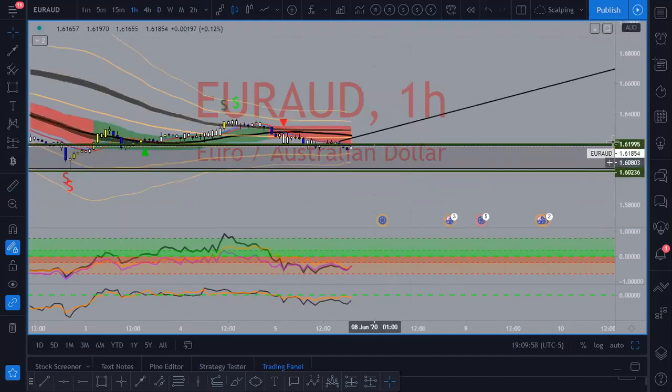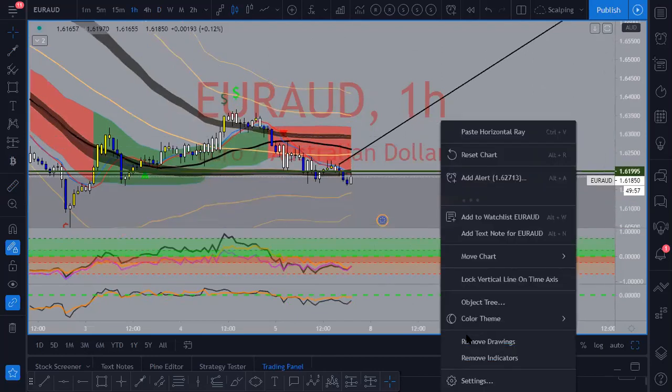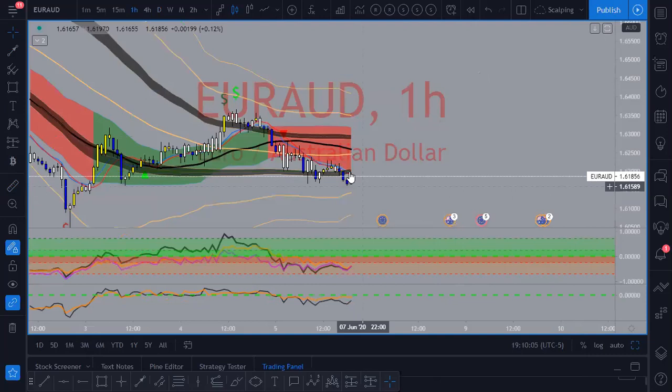Because price could definitely keep dropping from right here. Let me get rid of that drawing I had. Price could definitely start dropping from retesting the lower danger zone right here. So again, I'm going to wait on EA.